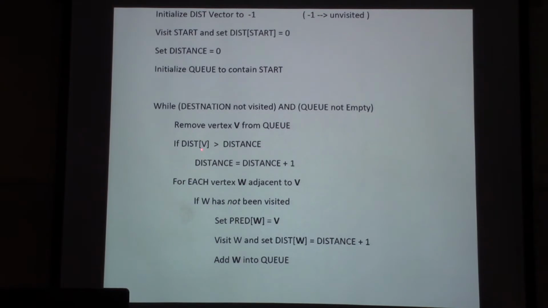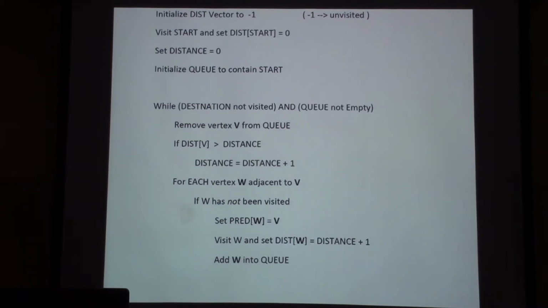What's the distance of C? 2. No. Distance of C was set in the first time we went through here, which was 1. Remember? So therefore, since the dist of C is 1, greater than, and what's distance? 1. Also 1. So the condition is false. Therefore, distance stays the same.